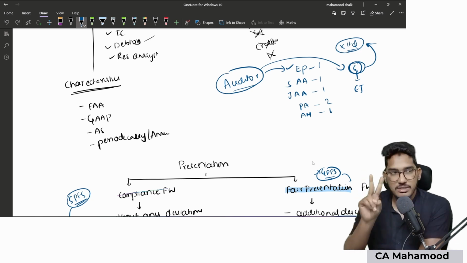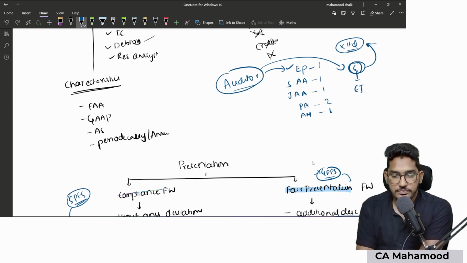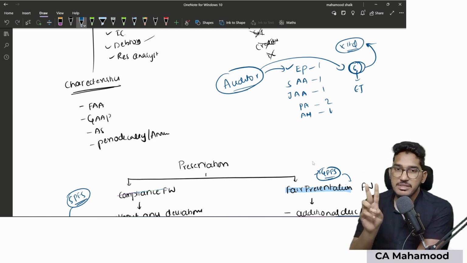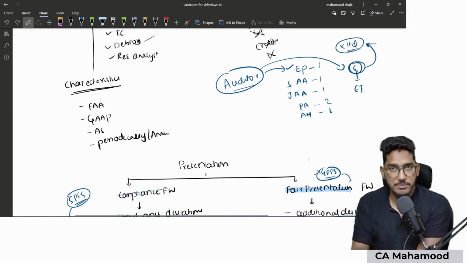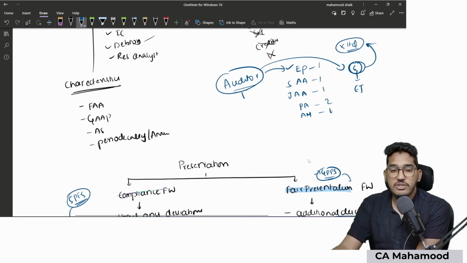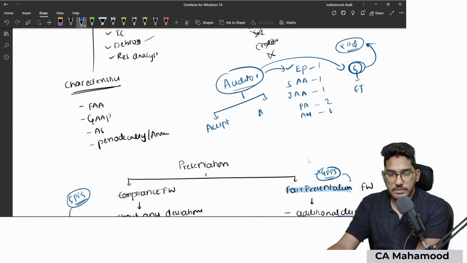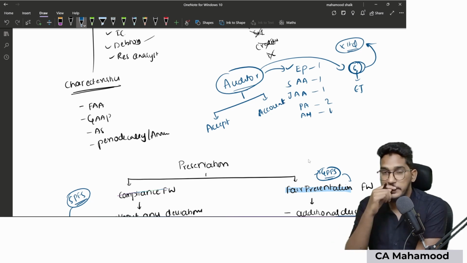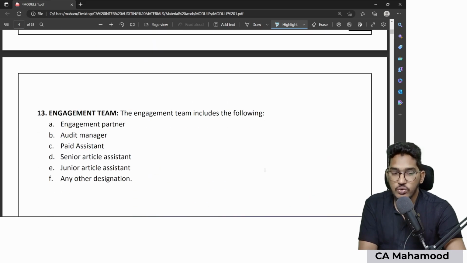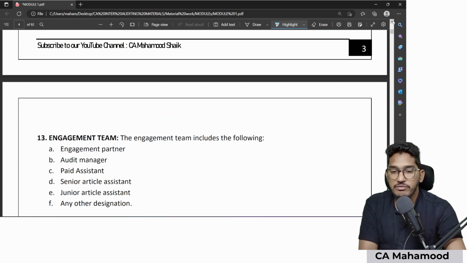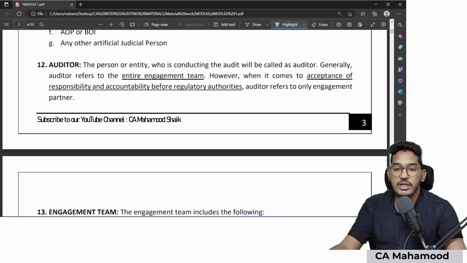But in two circumstances, auditor means only the engagement partner. In two circumstances, when they refer to auditor, auditor means only one person, the engagement partner. Sir, what are the two circumstances? Number one, acceptance of responsibility, and number two, accountability before regulatory authorities. Number one, when you are required to take responsibility. Number two, when you are accountable before regulatory authorities. In those two circumstances, auditor means only the engagement partner.